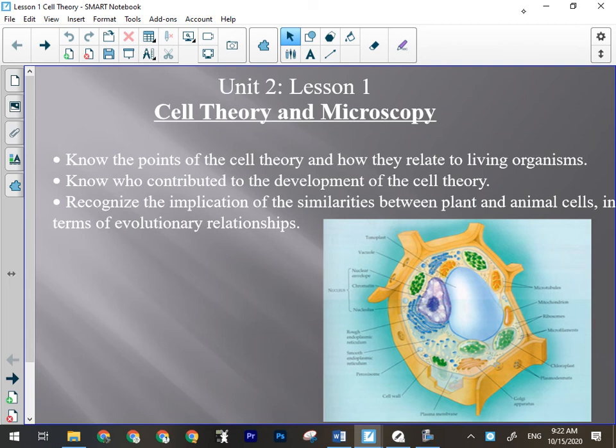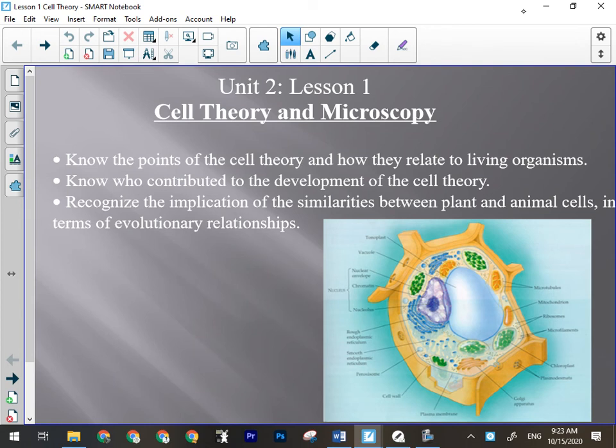So we need to know the points of the cell theory and how they relate to living organisms. Okay? There are 3 points to the cell theory, which is one less than the atomic theory, so you've got less to remember. Okay. Know who contributed to the development of the cell theory, and recognize the implication of the similarities between plant and animal cells in terms of their evolutionary relationships.